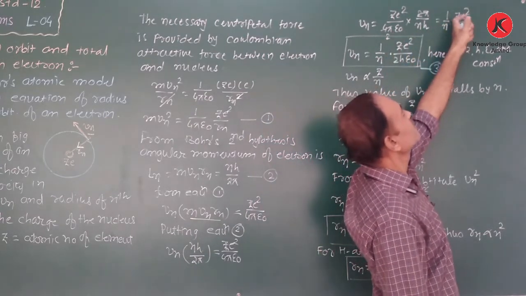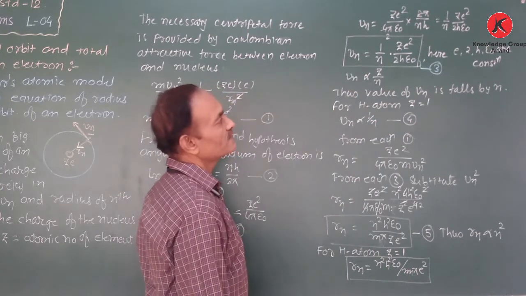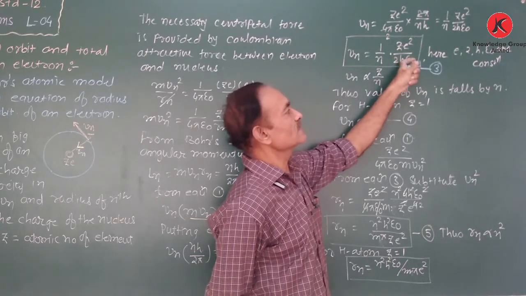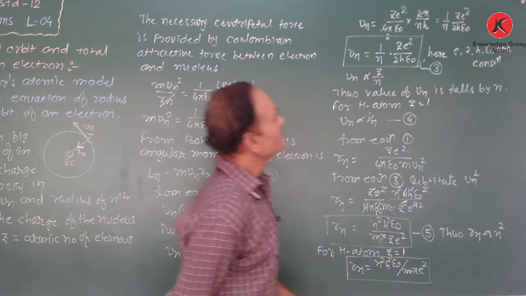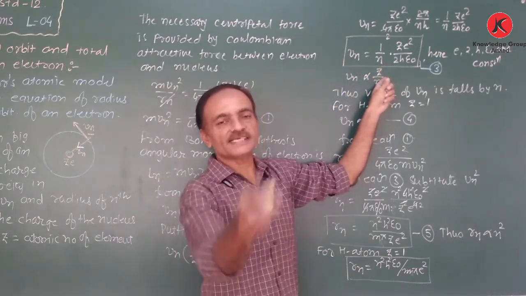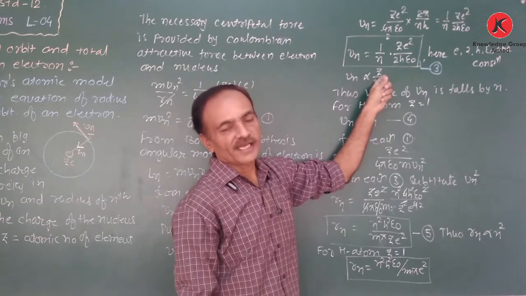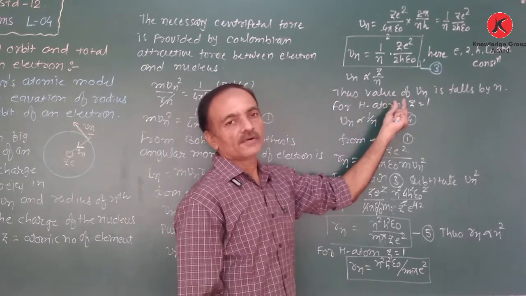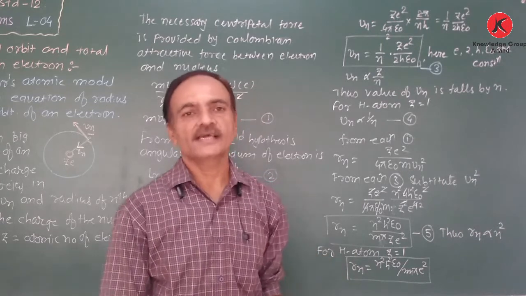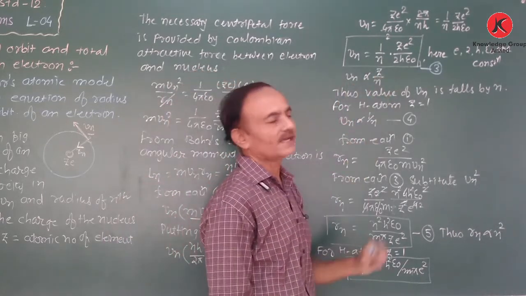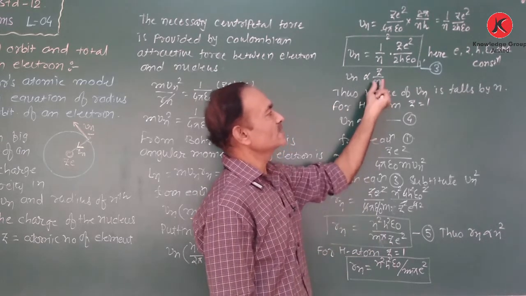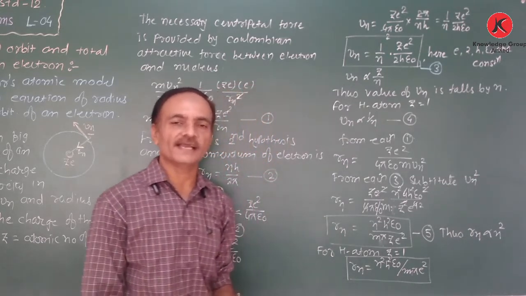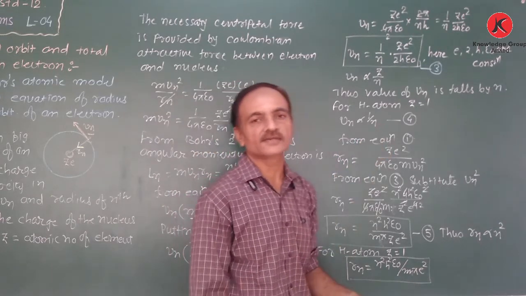Therefore, 1 upon n into Z e square upon 2h epsilon 0. Here e is a constant, h constant, epsilon 0 constant, and 2 constant. Therefore, Vn is proportional to Z upon n. Z depends on the type of element. If the element changes, the value of Z changes. Therefore, the velocity of electron in nth orbit is proportional to Z upon n. Now for hydrogen atom, substitute Z is equal to 1, therefore Vn is proportional to 1 upon n. Therefore the velocity of an electron in nth orbit is inversely proportional to the orbit number.